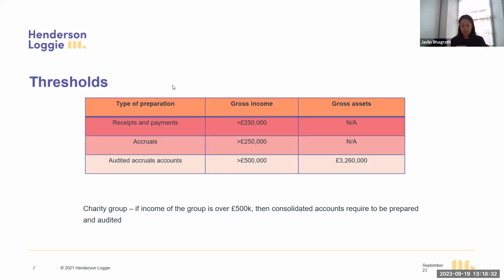And then finally, for both receipts and payments and accruals basis, what I would say is, well, all charities are subject to some form of external scrutiny. And that's to make sure, obviously, that charities are spending the money as they should. And so either they are preparing accounts that are then subject to an independent examination or an audit. So if your income is over 500,000, then you are unable to have your accounts independently examined. You must have them audited. And also if your assets are over 3.26 million. So it's one or other. If they either have income of over 500,000 or have gross assets of 3.26 million, then they need to be audited.